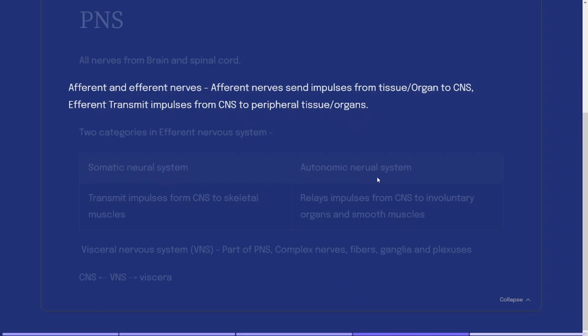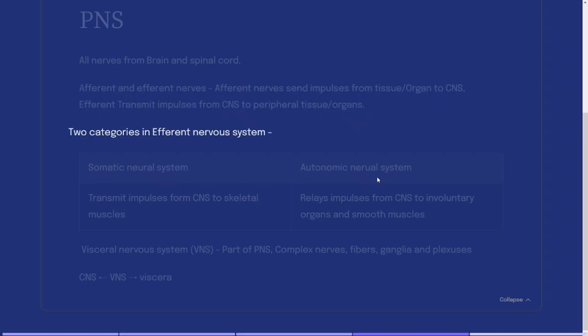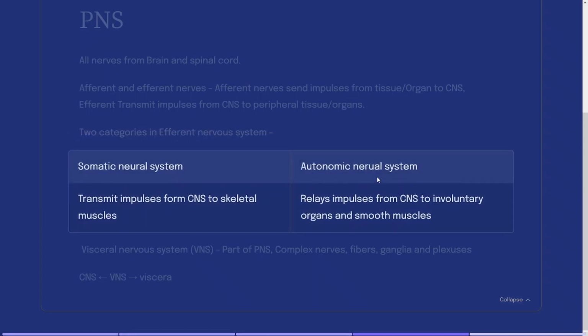So efferent nerves actually affect the motor nerve cells. Next, there are two types of nerve systems inside the efferent nervous system itself. These are somatic neural system and autonomic neural system. So somatic neural system controls the voluntary movements. They transport impulses from the CNS to the skeletal muscles. But autonomic nervous system, they control involuntary movement. They relay impulses from CNS to smooth muscles. For example, the muscles of stomach, which are involuntary, are controlled by autonomic neural system. And as you must have remembered, the nerve cells of autonomic neural system are non-myelinated.